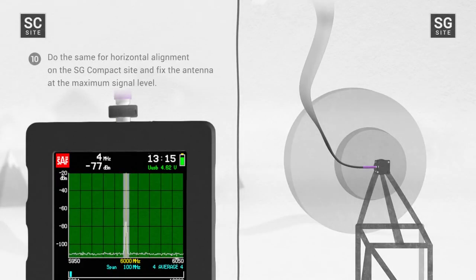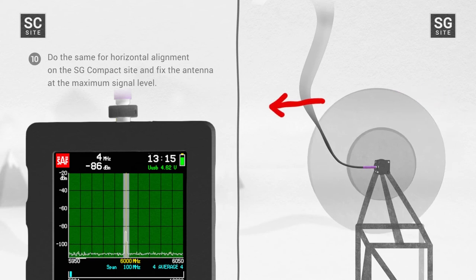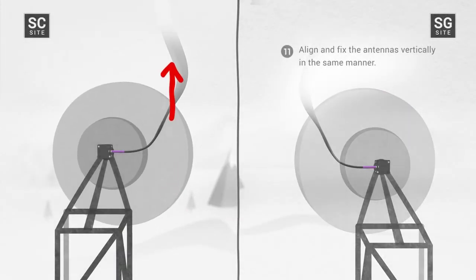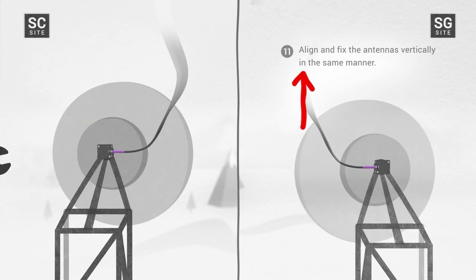10. Do the same for horizontal alignment on the SG Compact site and fix the antenna at the maximum signal level. 11. Align and fix the antennas vertically in the same manner.